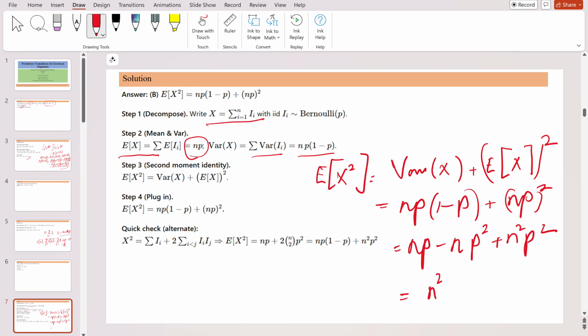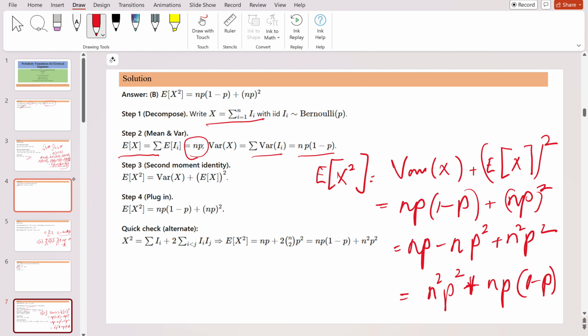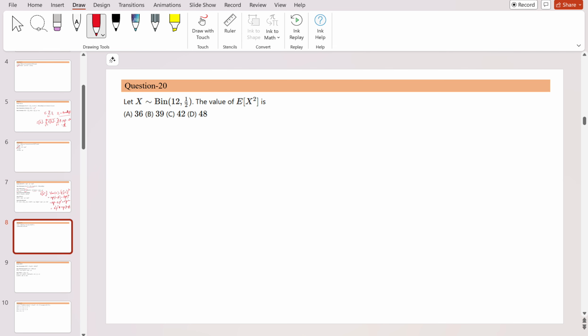n square p square plus np, take it common. Np, when you take it common, it is 1 minus p. So this simply is equal to n square p square plus np(1 minus p). Option B is correct. Let's move forward. Try to solve this problem. That is a simpler problem. You have to just put the values and solve for it.